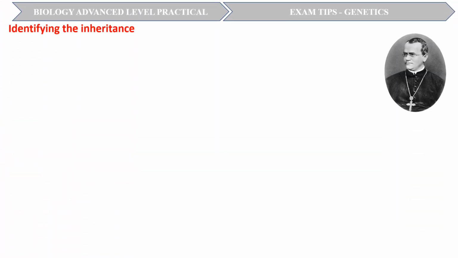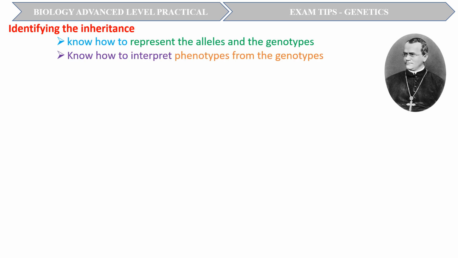Correct identification of the type of inheritance is crucial to getting your question right. It is by understanding the type of inheritance that you will know how to represent the alleles and the genotypes, and also how to interpret phenotypes from the genotypes in the offspring. Let us look at inheritance with dominance, which lays the foundation for understanding other types of inheritance.